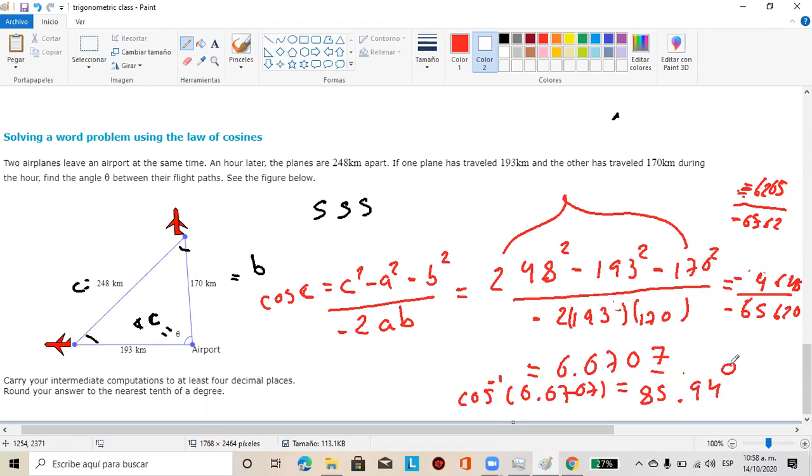Yeah, that's okay. So the answer here is that this angle is equal to 85.94. Okay, so this is the answer. Yeah. Okay, so now, questions about anything? Questions about this problem? No, teacher.